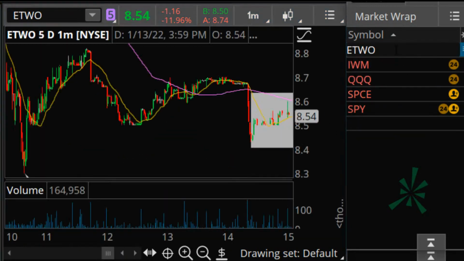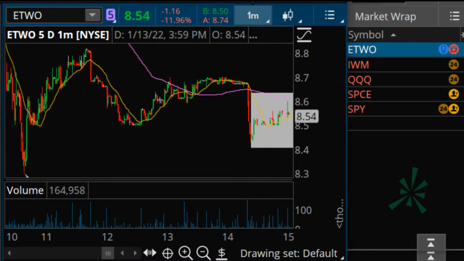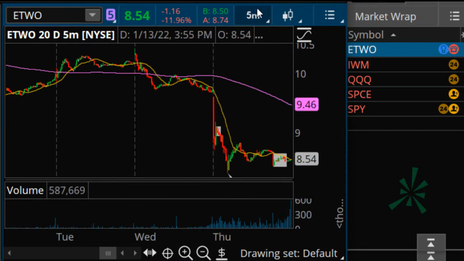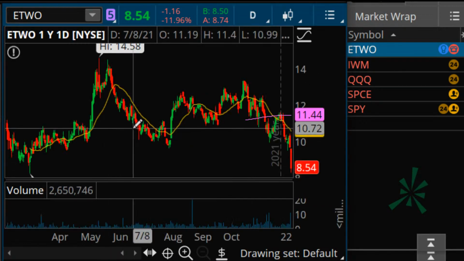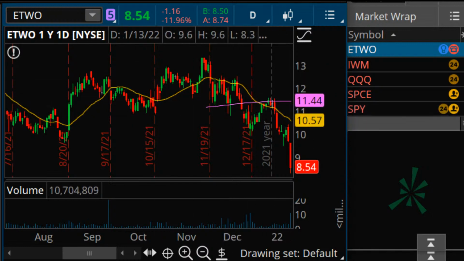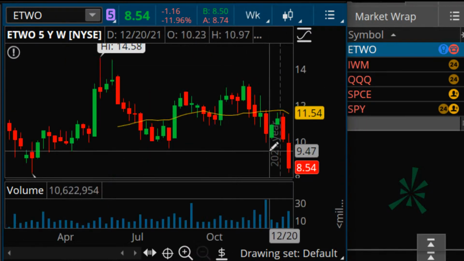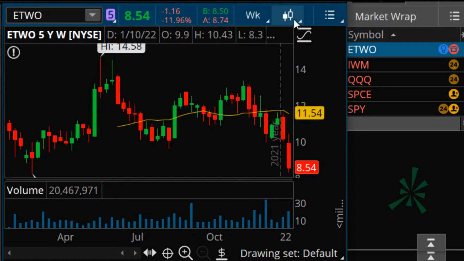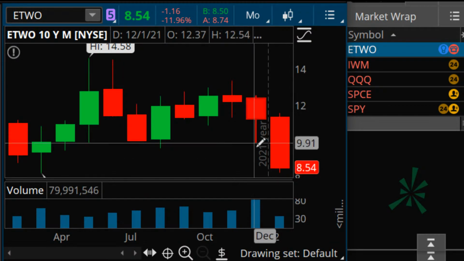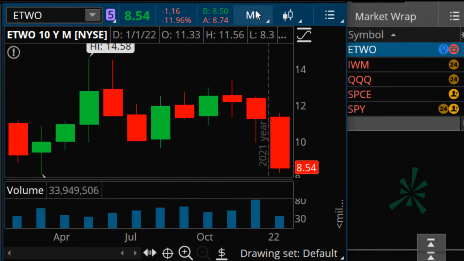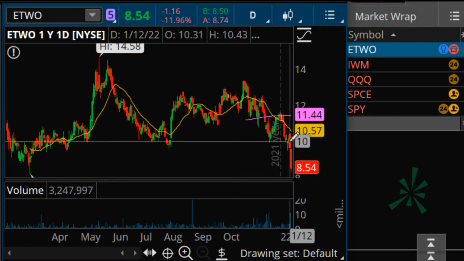The ETWO had a call on this ETWO. Not quite as big of a gap down, but really weak. Look at the daily, looks lower. And we're talking about prior to today's bar, weekly already rolling over as well, monthly rolling over as well. And then daily, we had a small gap down.